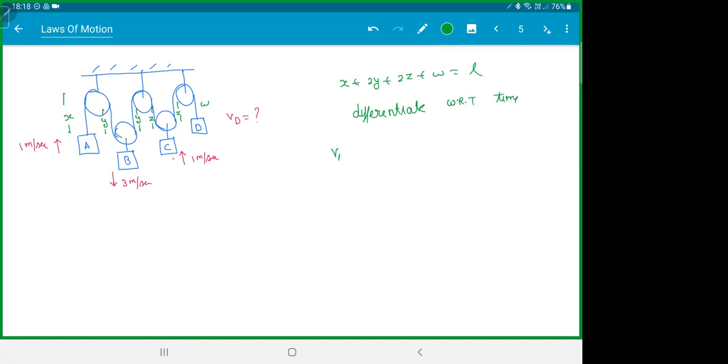Then this would give you VA plus 2VB plus 2VC plus VD is equal to 0. This should be 1 plus 2 into minus 3 plus 2 into 1 plus VD is 0. This will be 2 plus 1, 3, and this is minus 6. So VD is equal to 3 meter per second upward. Plus indicates upward. Check.